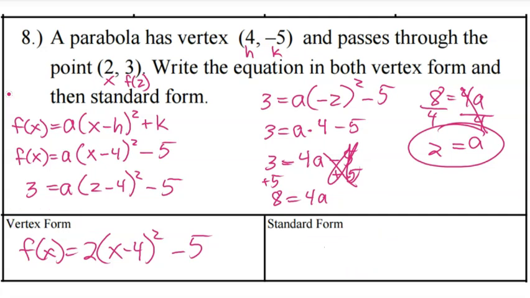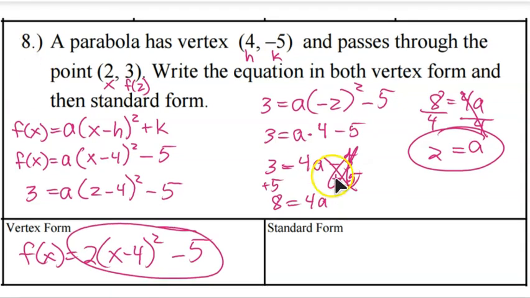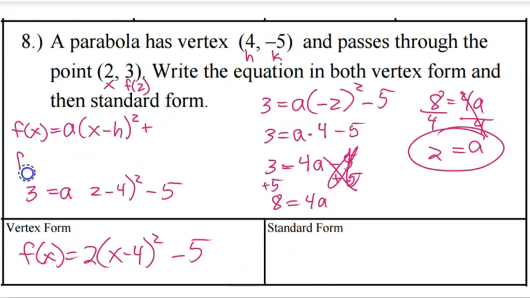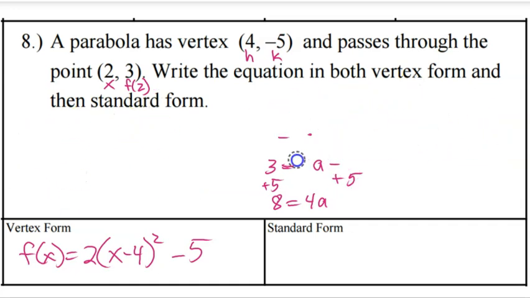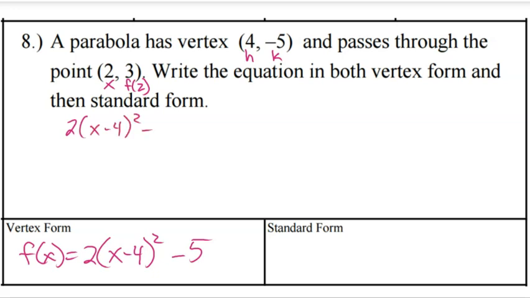Now to find standard form, all we're going to do is expand the vertex form. And in order to do that, I am going to make some room. I'm going to erase some stuff, okay? You may need some scratch paper when you take the test for a question like this. All right, so I'm going to take the 2 times x minus 4 squared minus 5. Now I'm going to expand this.